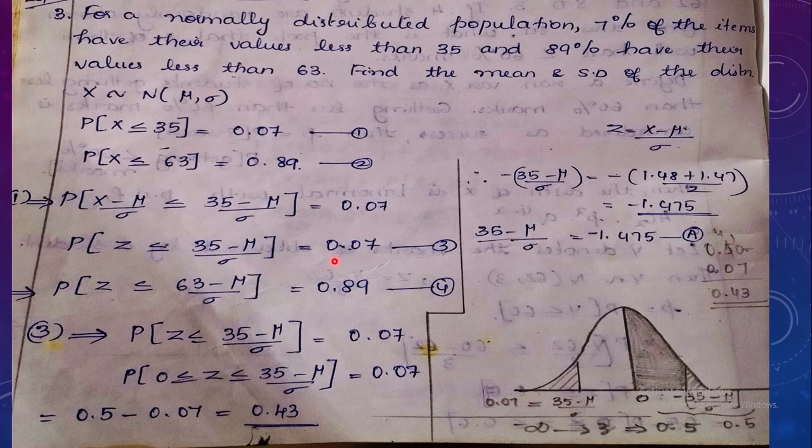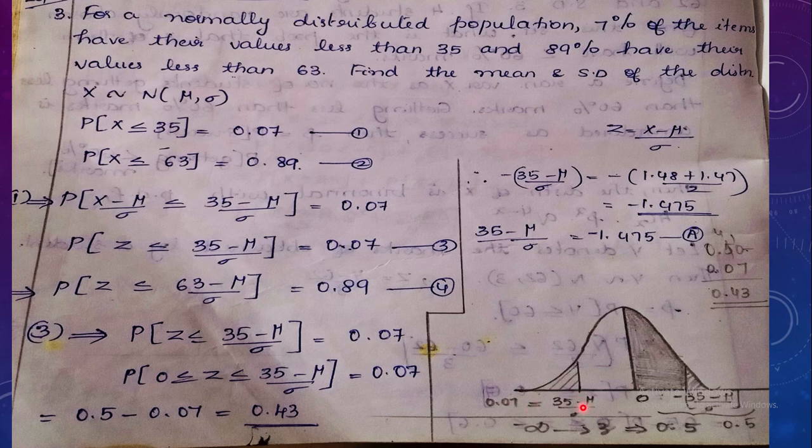Now I'm going to consider the third equation, that is this one. And I'm going to draw a normal frequency curve. From this equation, it is said that the value of z is less than or equal to 35 minus mu by sigma. What is that? Probability of z less than or equal to 35 minus mu by sigma. Before that, I just told you that I am drawing a normal frequency curve. I just marked a point 35 minus mu by sigma over here.